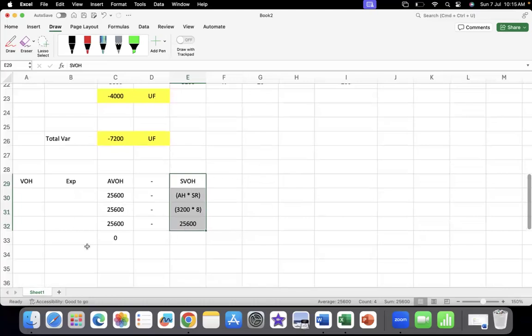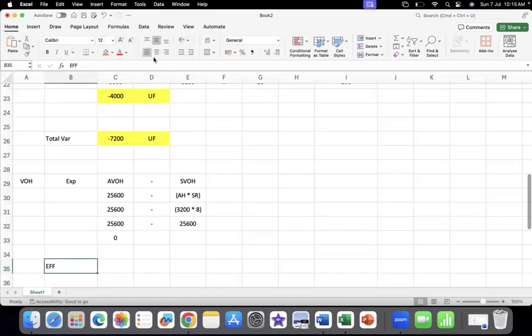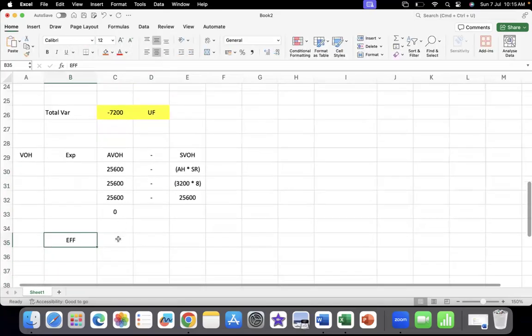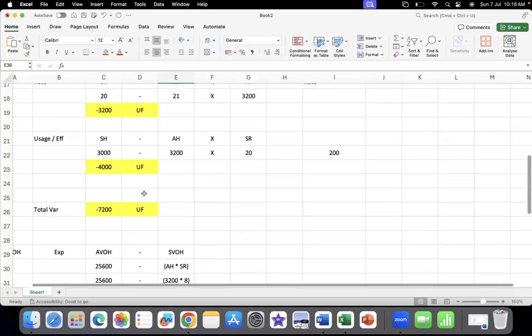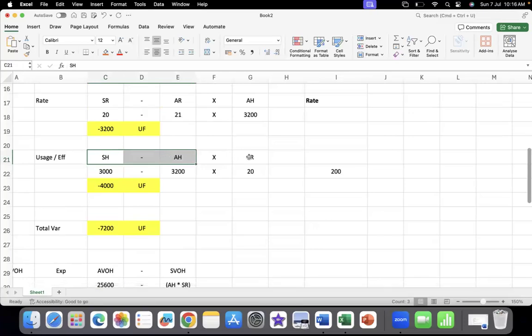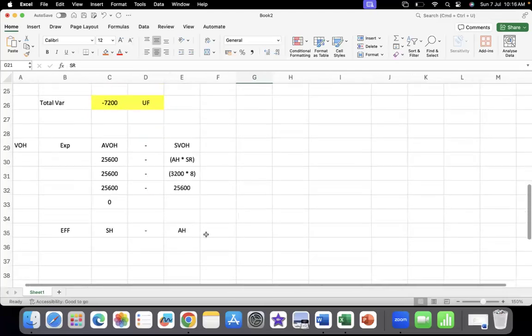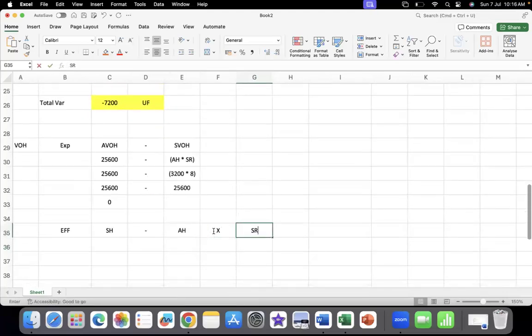Then there is something called the variable overhead efficiency variance. It's the same as labor, but the only difference is that the rate you're going to use would be the variable overhead rate, not the standard labor rate. So this would be standard hours minus actual hours, just as in the labor part, and the standard rate again, but this time the standard rate for the variable overheads.